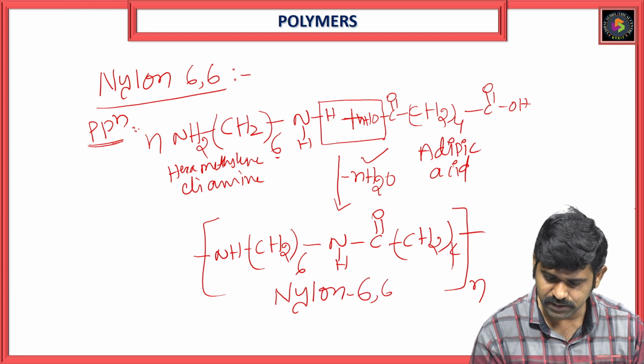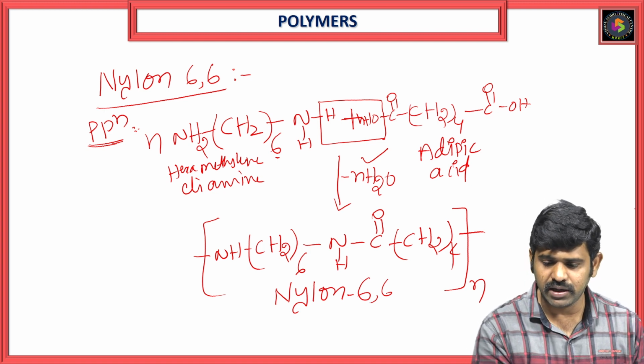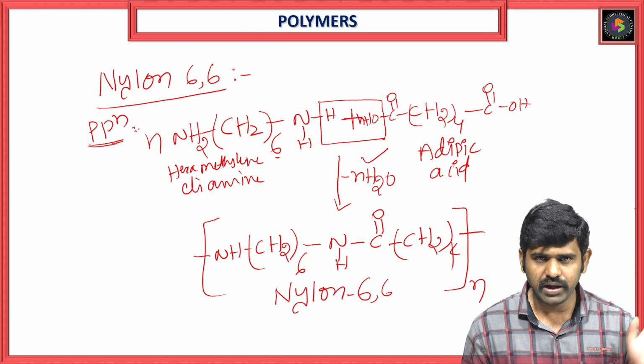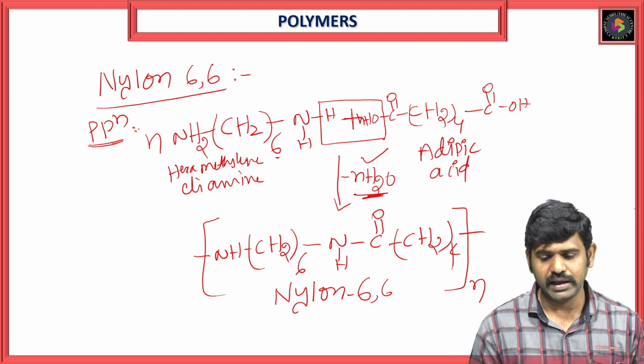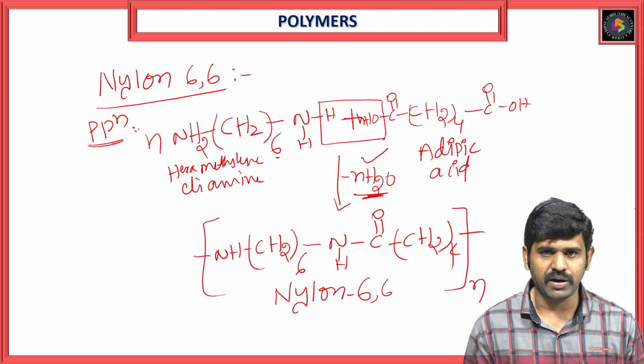Nylon 6,6 is formed by condensing hexamethylene diamine with adipic acid. Adipic acid is nothing but a dicarboxylic acid, and the loss of water takes place. So this is about nylon 6,6 preparation.